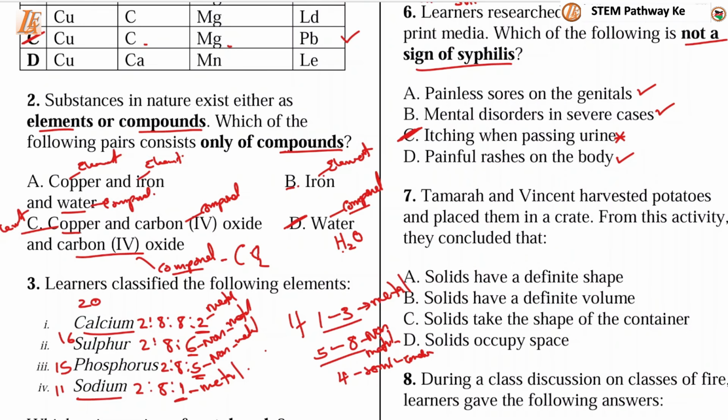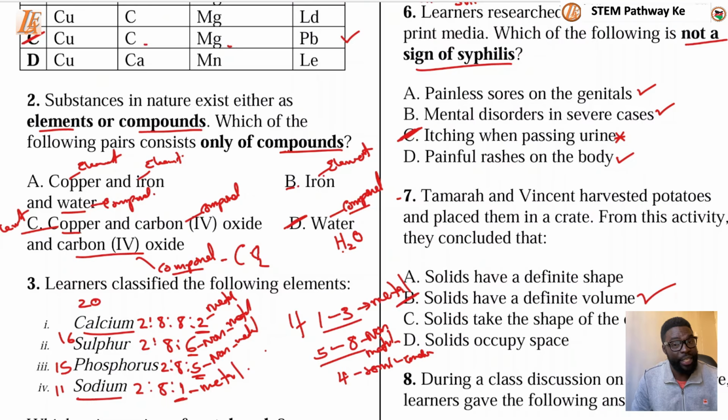Question 7. Tamara and Vincent harvested potatoes and placed them in a crate. From this activity, they concluded that solids have a definite volume, not just shape. Therefore, the correct answer is B.